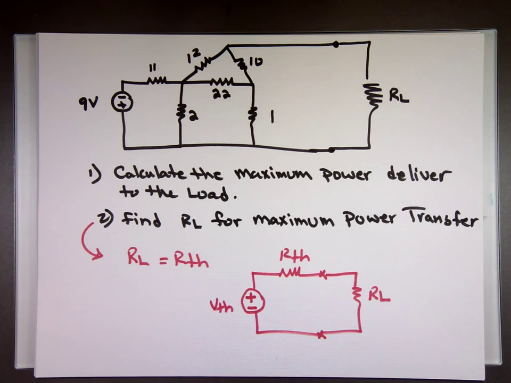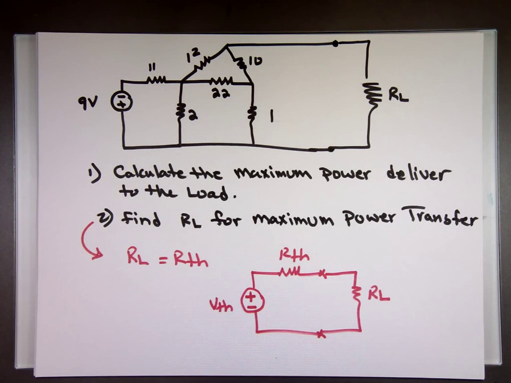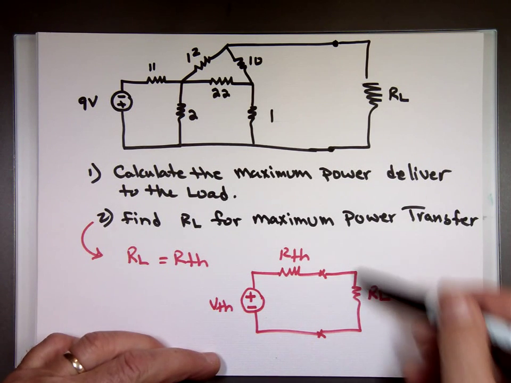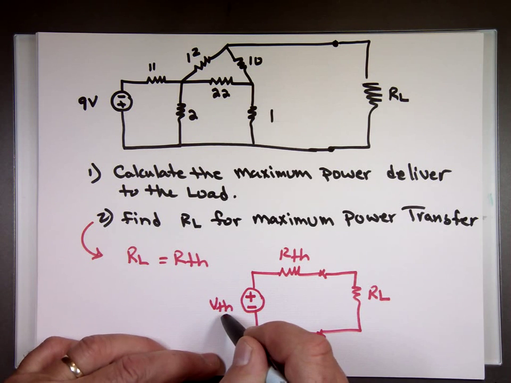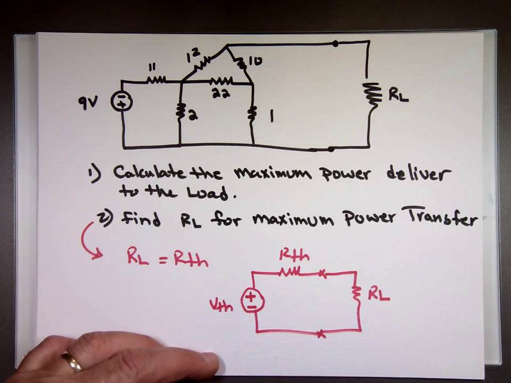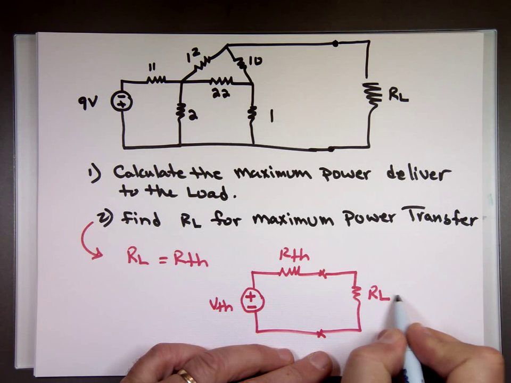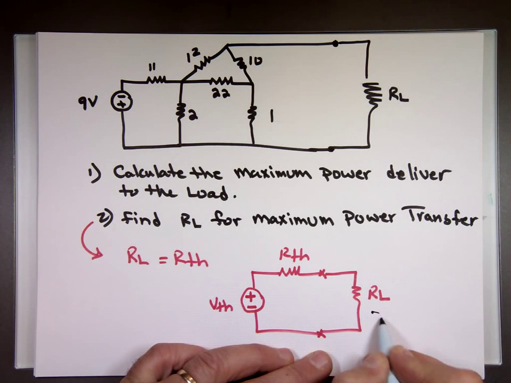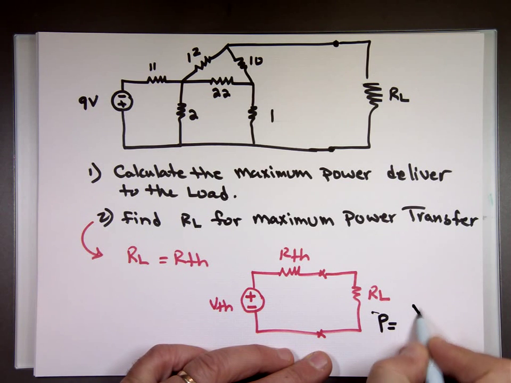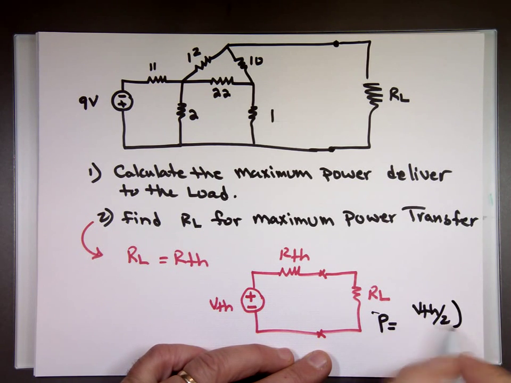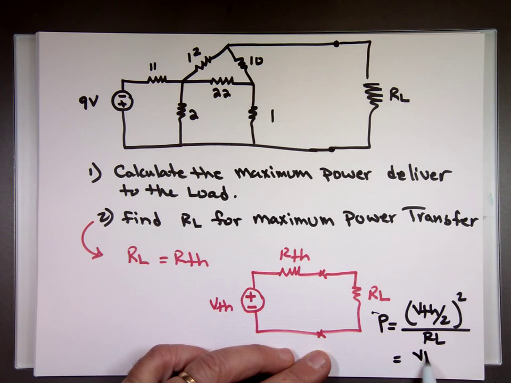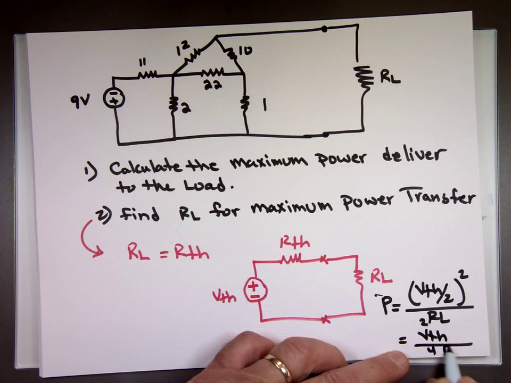So for maximum power transfer, RL has to equal R Thevenin. And once we have that, to answer question number 2, how much power, we find the voltage here. Since these are equal, it'll be half that number. We divide, square it. So the amount of power here is V Thevenin divided by 2, squared, divided by R sub L, which ends up as V Thevenin squared over 4 RL.